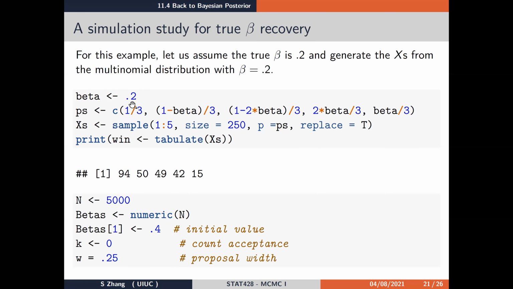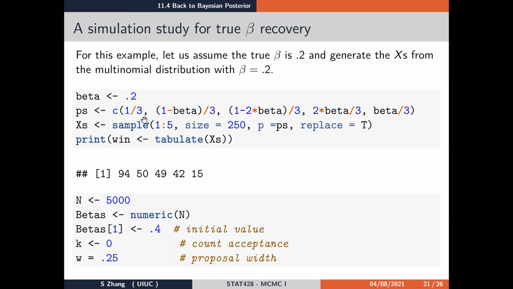We first set beta equals 0.2, and that will help us obtain the p's for each of the stocks. So the probability that the first stock wins is 1/3, and the second one wins is (1 minus beta)/3, etc. And the probability that the last one wins is beta/3.